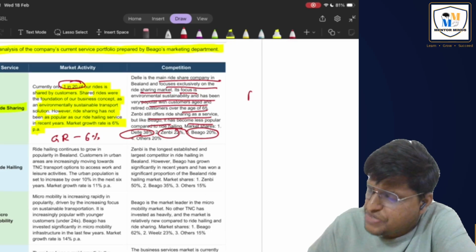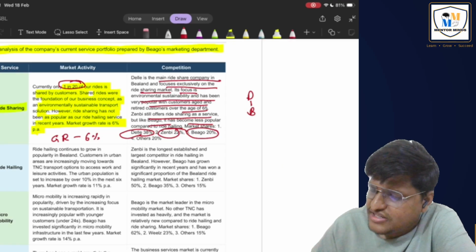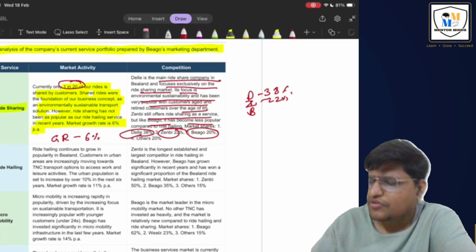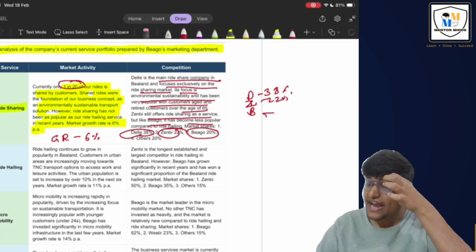So here our competitors are, we are, let's say, the third one. Delay and JNB are having 38 and 22%. So we need to understand that they both are holding 60% of the share and we have 20%.